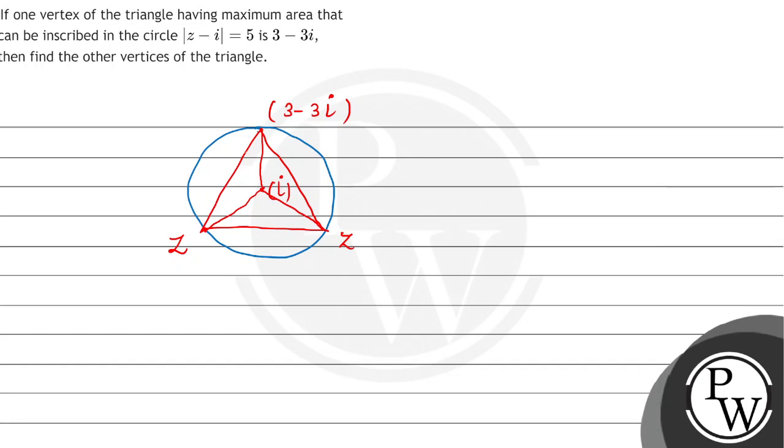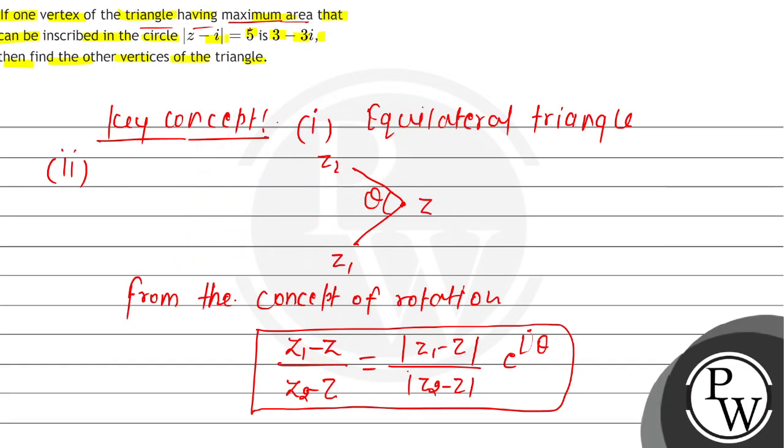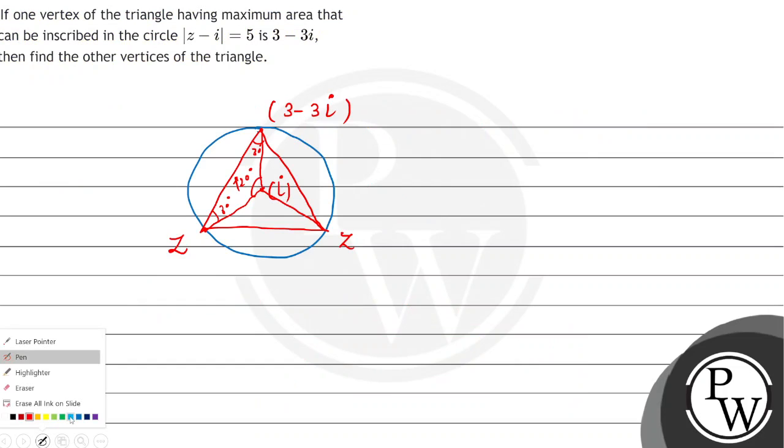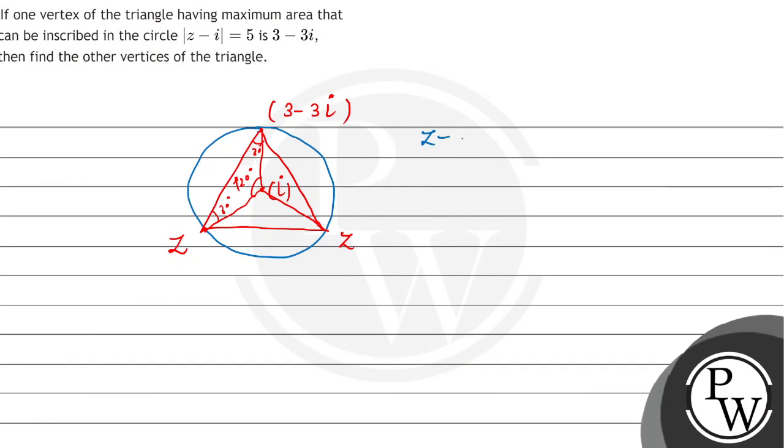We know that it is the equilateral triangle, so this angle will be 60, and half of this will be 30, and this will be 30. If both are 30 then this will be 120, because the angles in a triangle sum to 180 degrees. So this will be 120 degrees. We'll use the same formula.